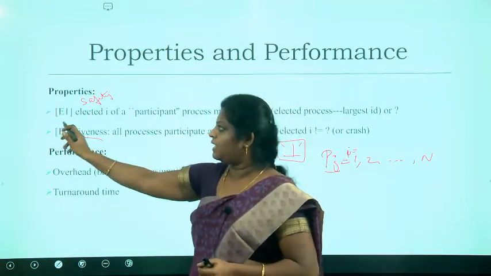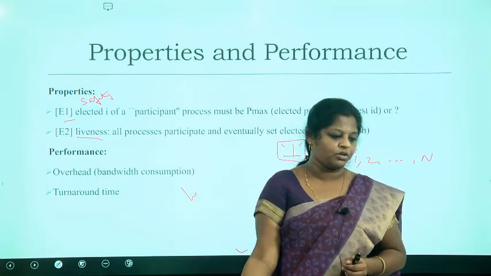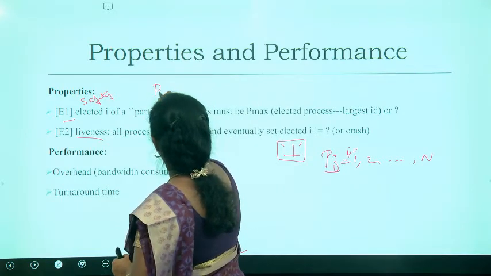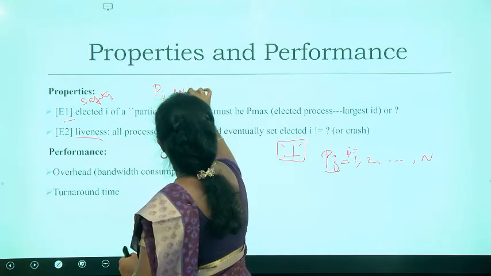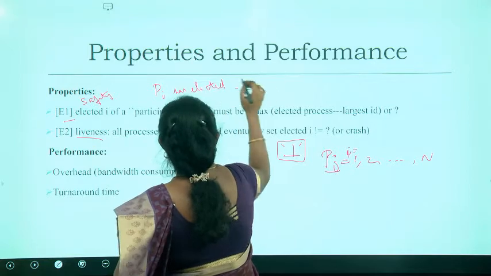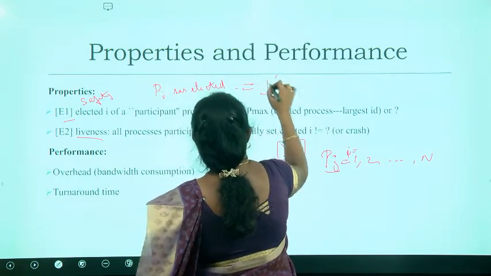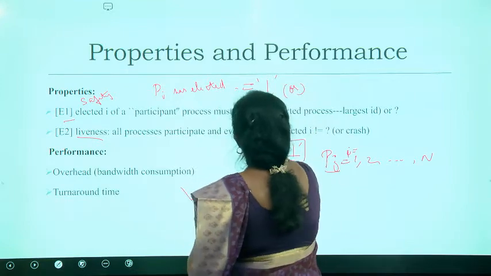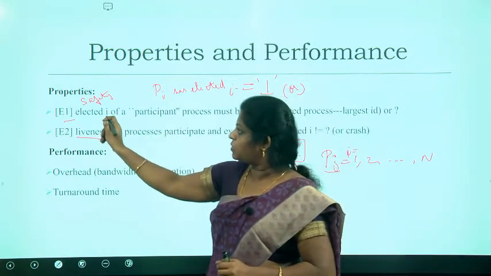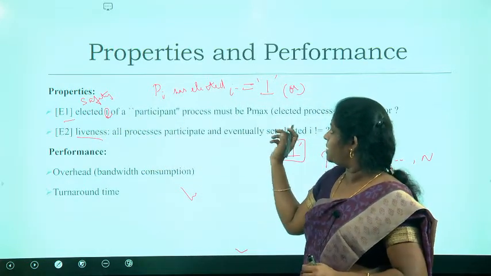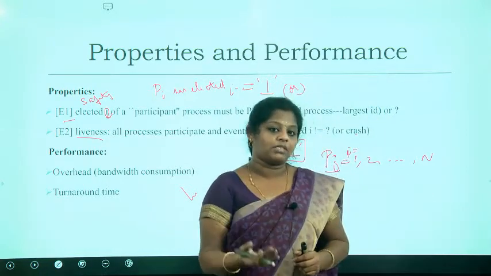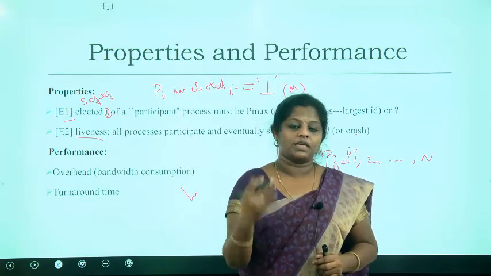The first condition is E1, which is safety. A participant process Pi has elected_i set to either not yet defined or to P, where elected_i is a suffix on Pi. The elected process must be P max, the process which has the largest ID. So the process that gets the largest ID is the one elected.